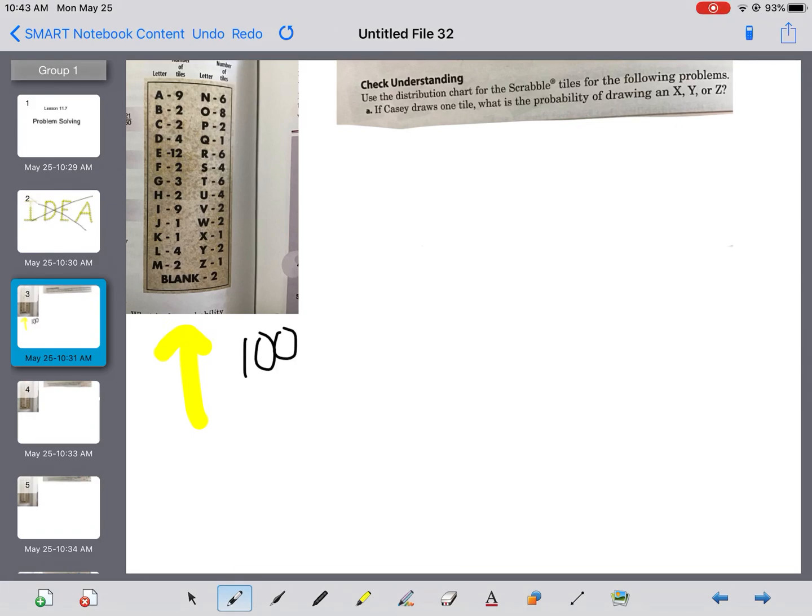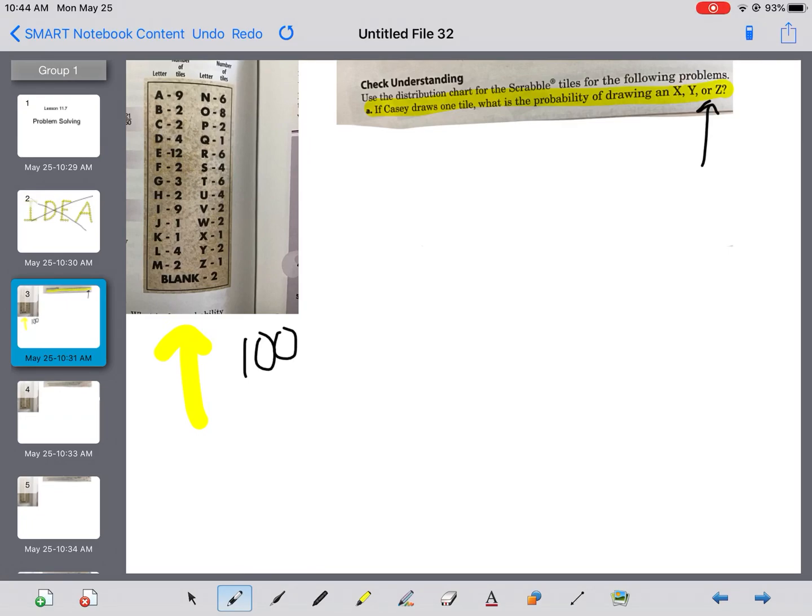I'm going to be thinking, is this a compound event? Is it an independent event? It says here, if Casey draws one tile, what's the probability of drawing an X, Y, or Z? The first thing I notice is the word or, and that's not telling me that she needs to draw an X and a Y and a Z. It's just saying, what's the chance that she pulls one of those 3 letters?